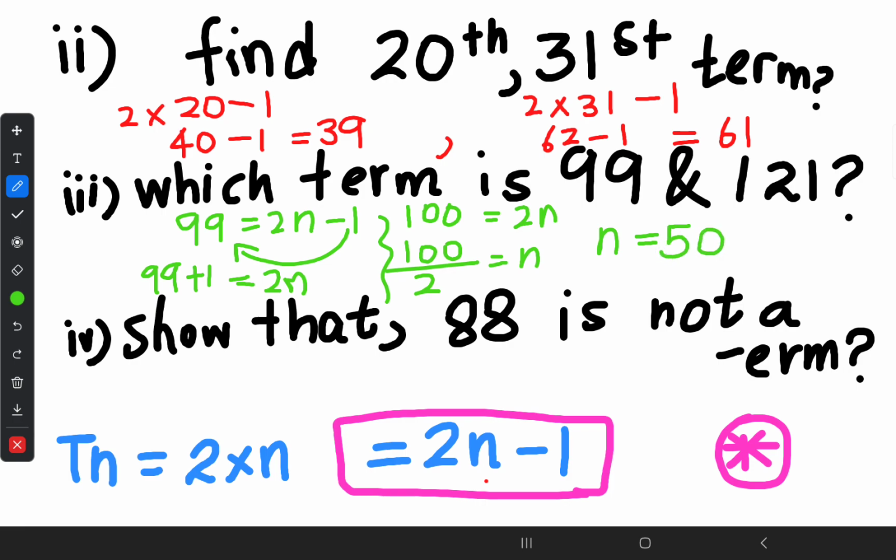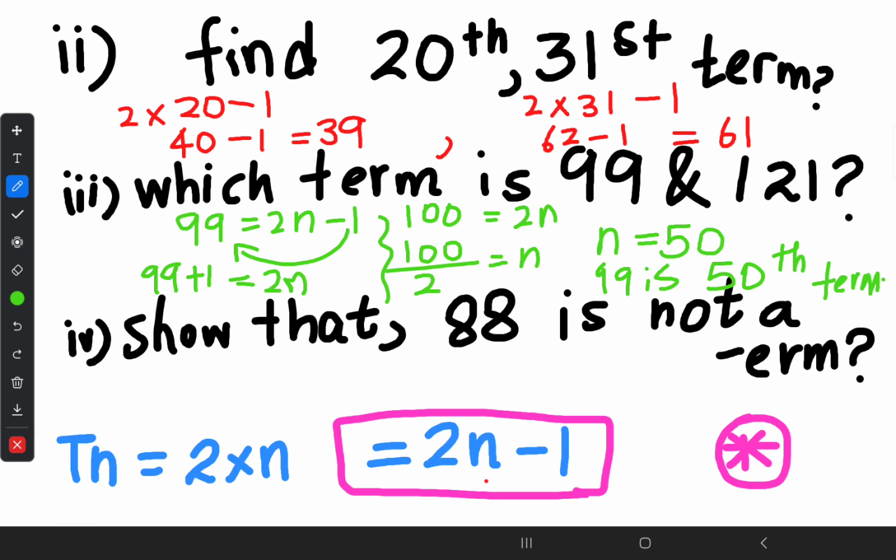What we did, we just equalized a particular given term with our general term. We brought the negative 1 as positive 1 first. So 2n equals 100. Then 2n is a multiplication, so we wrote the multiplication as a division. n would be equal to 50. Then we have to write that 99 is the 50th term of the number pattern.